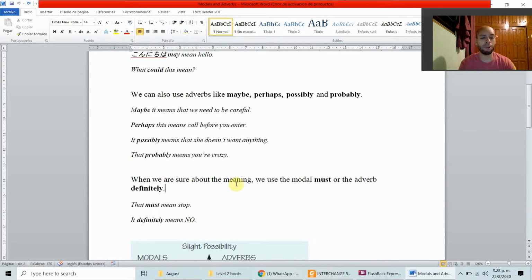When we are sure about the meaning, when we know what something means, then we use the modal must or the adverb definitely. For example, that must mean stop. That must mean stop. Or it definitely means no. As you can see, we can use must and definitely after the subject. That must mean no. That must mean stop. It definitely means no.